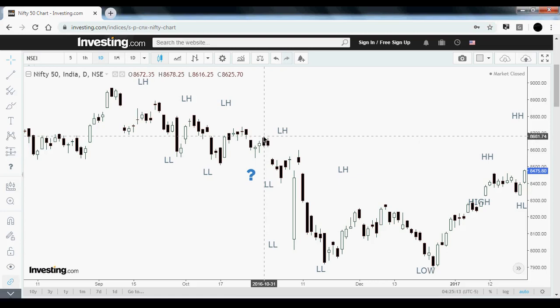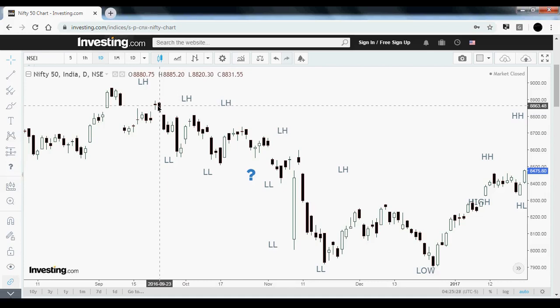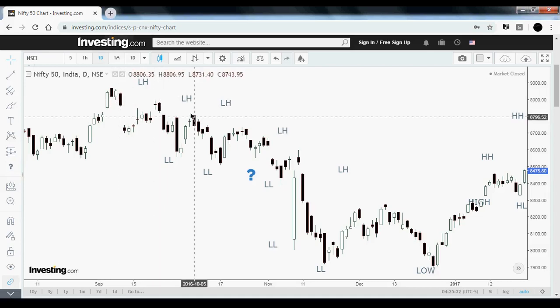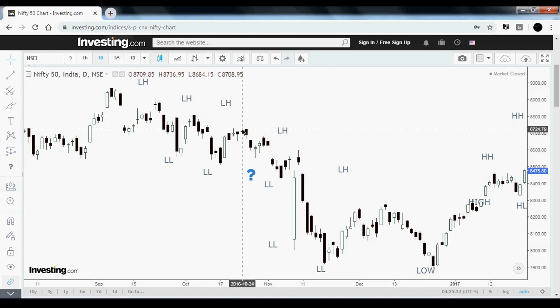What happened here? We were not able to go above this high, so the downtrend continues. Downtrend is lower highs, lower lows. If you see, this is the high, this is the high, this is the high, and all these highs are lower than the previous highs. This high is lower than this high, this high is lower than this high, and this high is lower than this high. Then this is a low, and this low is lower than the previous low. Again this low is lower than the previous low.